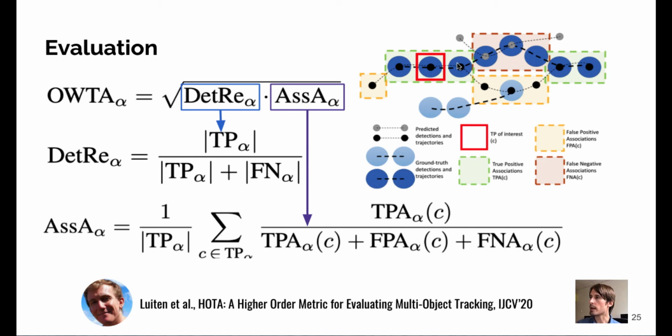In case it happens that another predicted track claims the dark blue track, we obtain a false negative association. So this is the first type of errors that we quantify with this association term. In case it happens that the black trajectory, the predicted trajectory, jumps onto another ground truth object, denoted here in light blue, then we have the case of false positive associations.